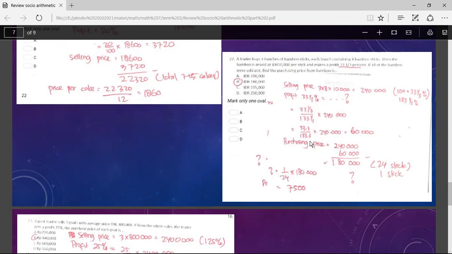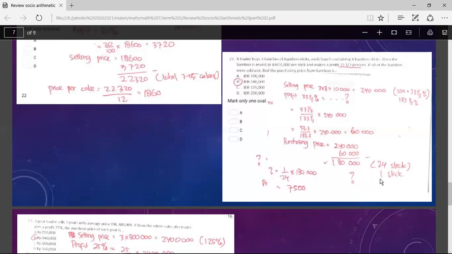It means the purchasing price is 240,000 minus 60,000, which is 180,000. Just remember that 180,000 is the price for 24 sticks.